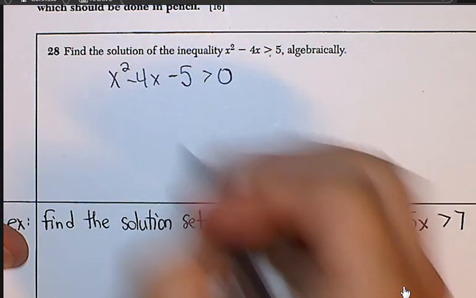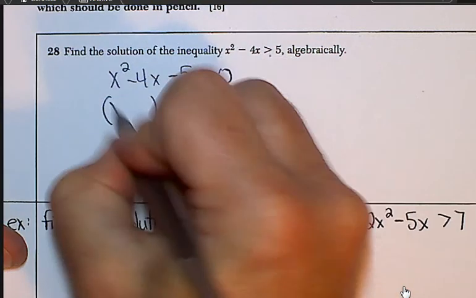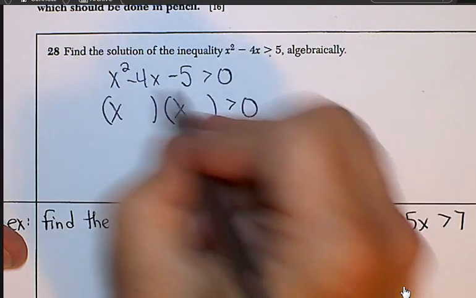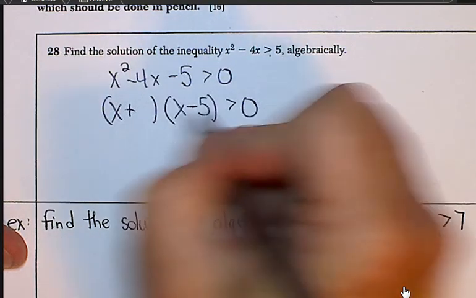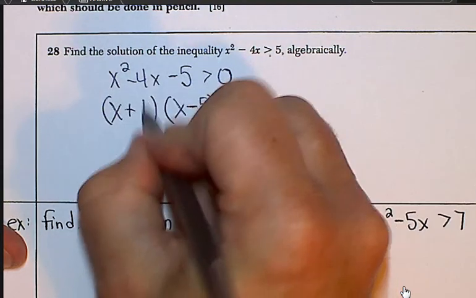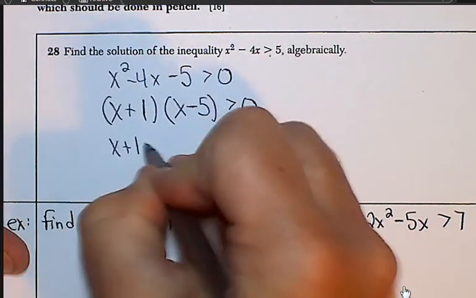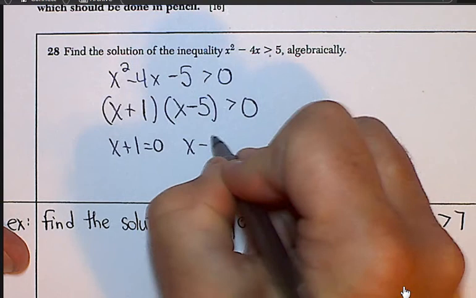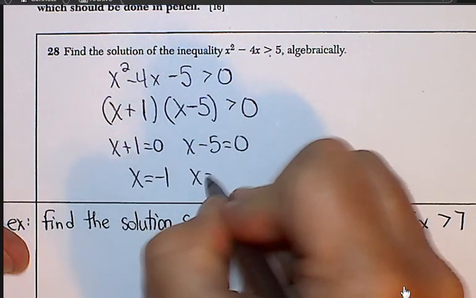I'm going to then factor this. It's a quadratic, so it's x and x. My signs are different. And then factors of 5 that add up to be a negative 4 would be a negative 5 and a positive 1. Set each equal to 0 now to find the zeros. And we get x equals negative 1 and x is equal to 5.